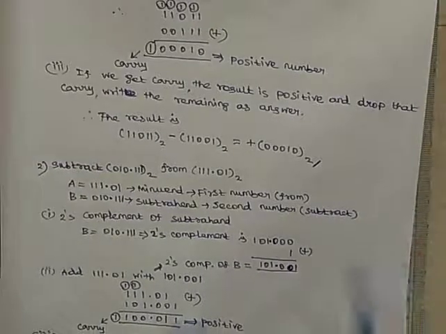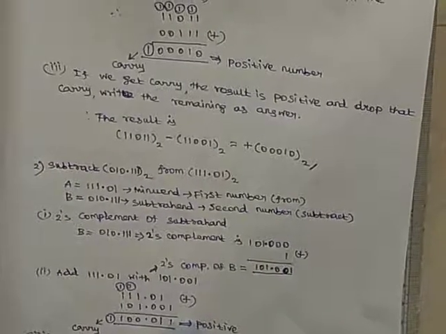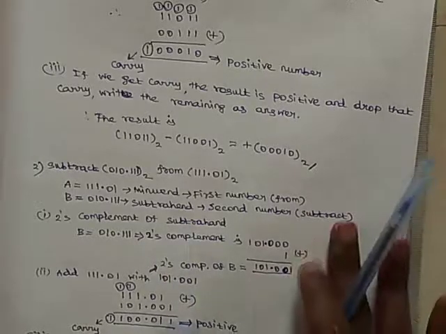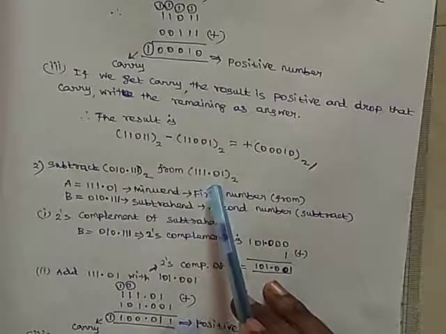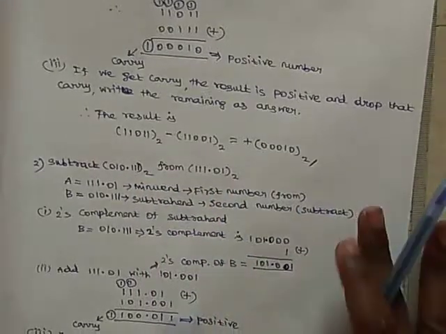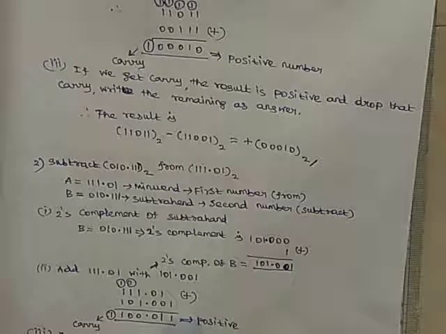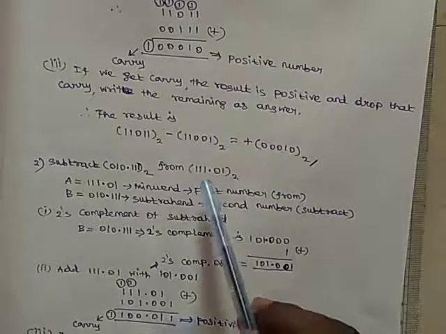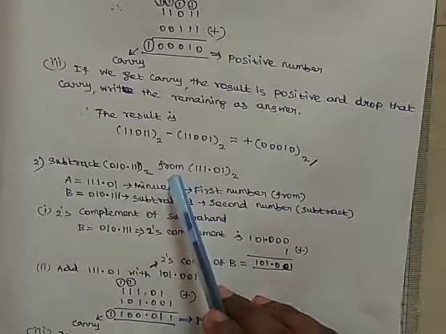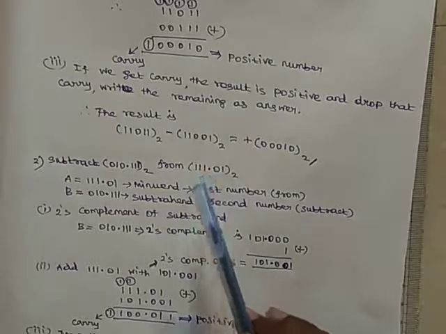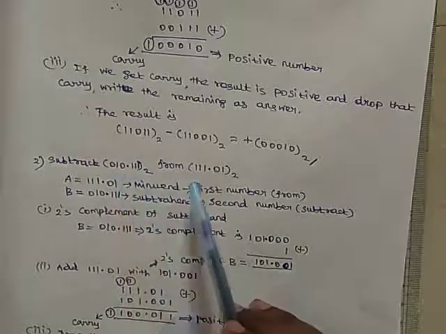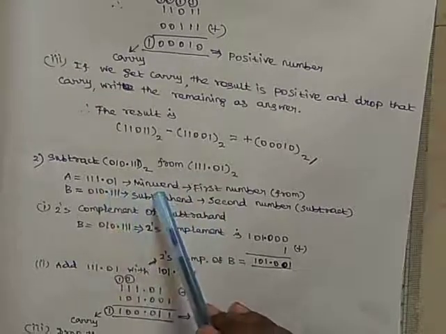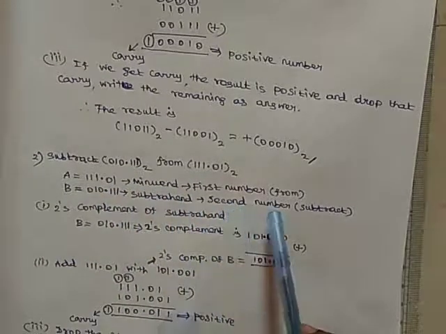Subtract 010.111 base 2 from 111.01 base 2. Right, here comes the fraction number. So we first label A and B. I told you in the last video that the number which comes after from is called A. The number which comes after subtract is labeled as B. So here A is 111.01, that is minuend, the first number.